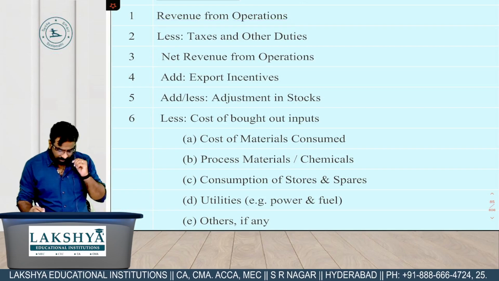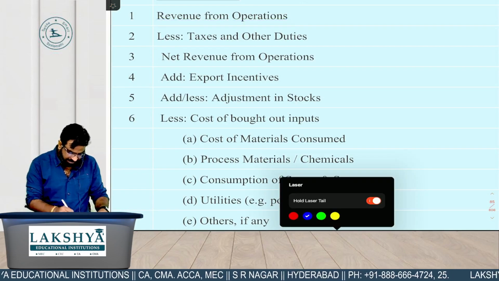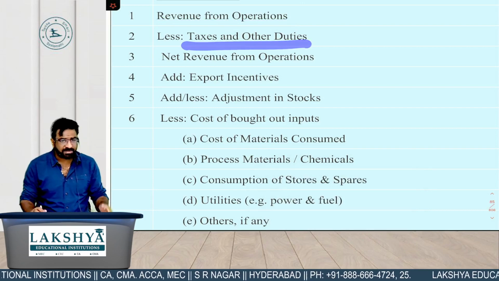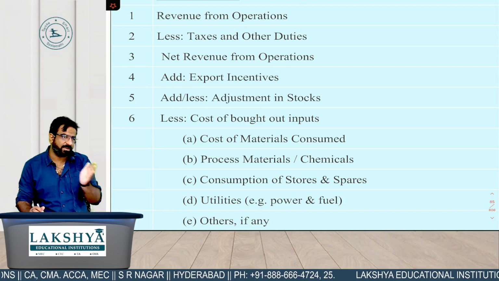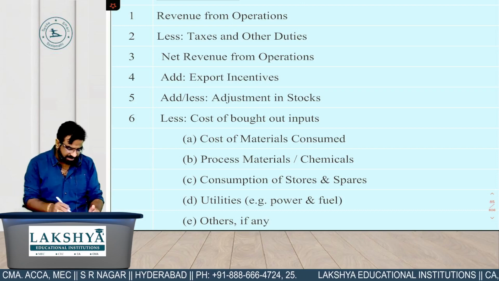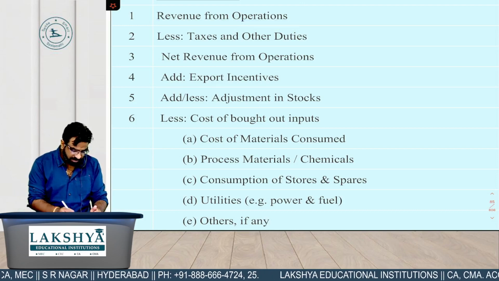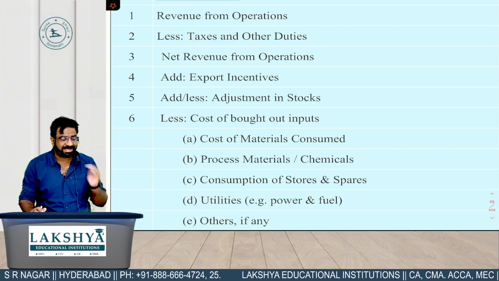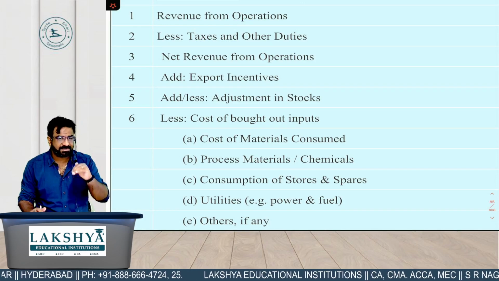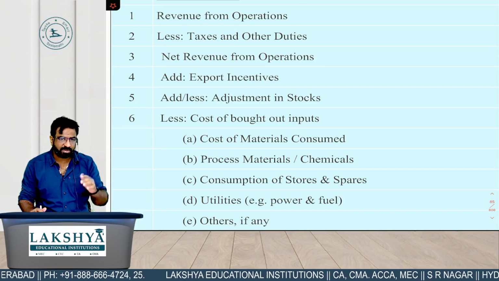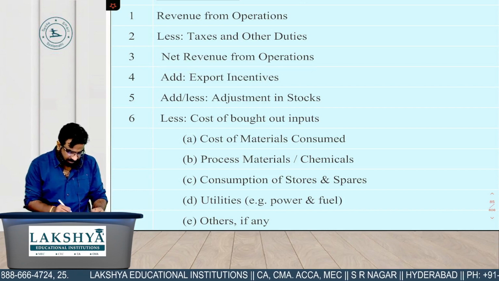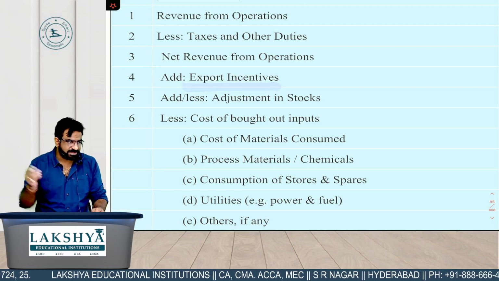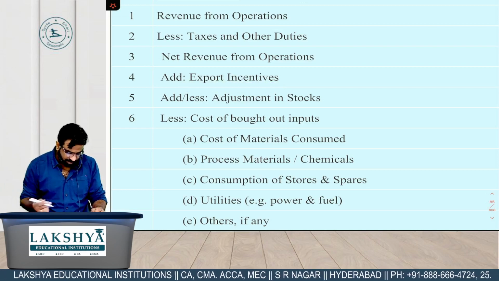Revenue from operations minus what? Taxes and other duties. If it is already included, we are going to reduce it, and if it is not included, we are going to ignore it. Assuming it is already included in the revenues, we reduce the taxes, because taxes are not your revenue. Taxes are the government's revenue, so it is not your revenue, that's why we are reducing it. Next one, what will we get? Net revenue. Add what? Export incentives, which are credits to you. Input is always your credit.